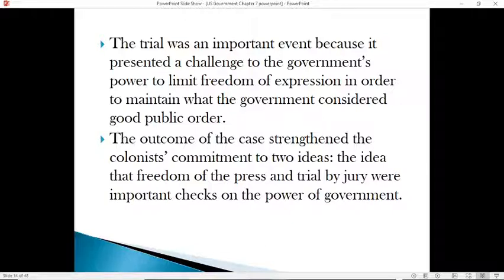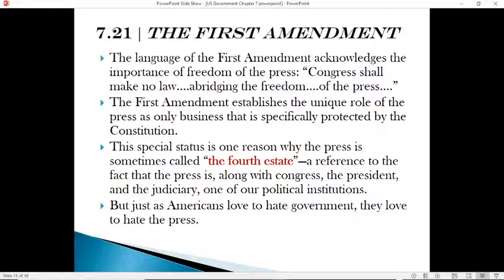If you're accused of a crime, English law, Old English law, said you had the right to be tried by a jury of your peers. So these are two ideas that the colonists were committed to, and this strengthened their case. Freedom of the press, trial by jury.